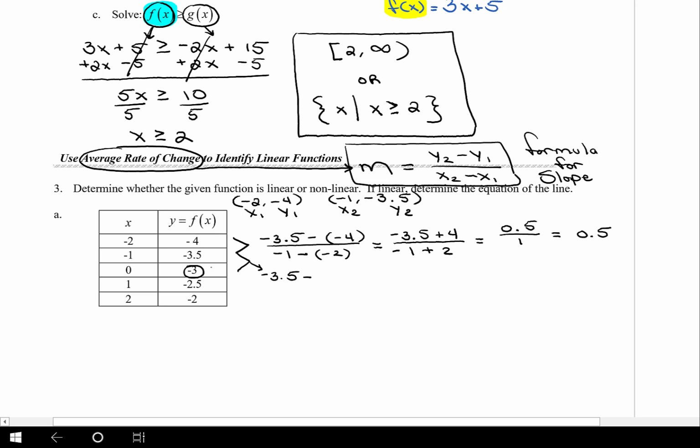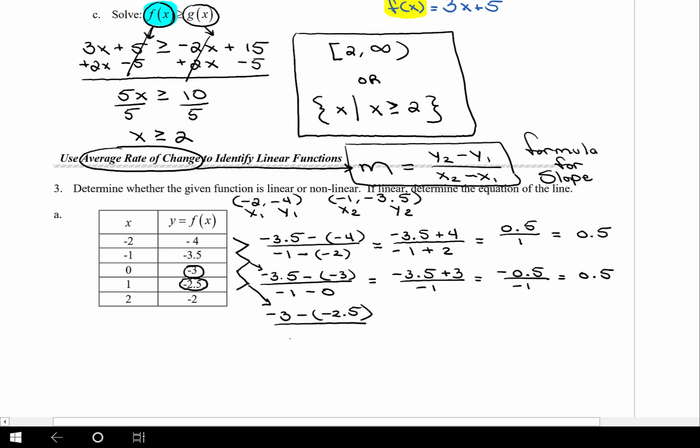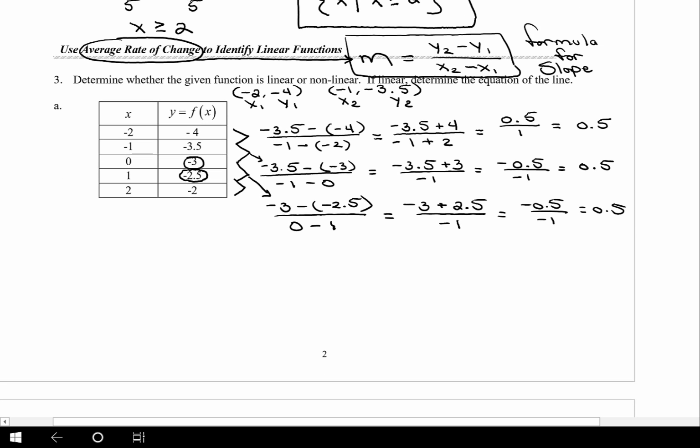All right, so for the next set of ordered pairs, I got -3.5 minus -3, and then -1 minus 0. So this is -3.5 plus 3 over -1, which gives me -0.5 divided by -1, which is +0.5. So far, so good. Got to keep going. Let's check the next set of ordered pairs. We have -3 minus -2.5 over 0 minus 1. This gives me -3 plus 2.5 over -1, which is -0.5 over -1, which is +0.5.